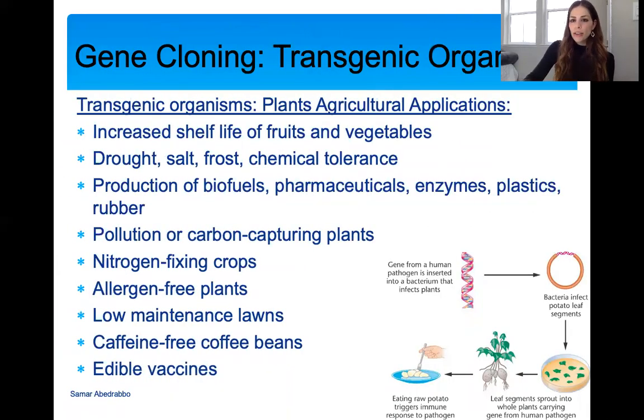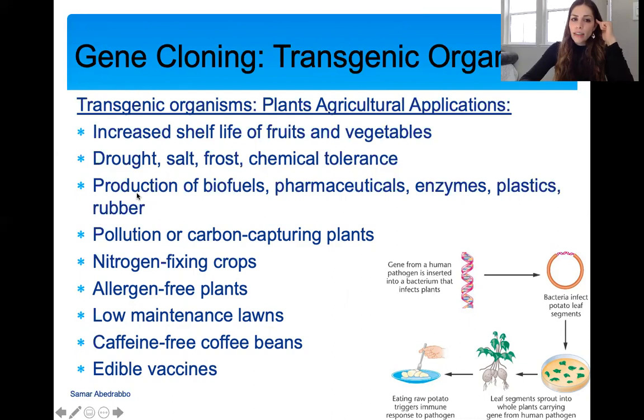Transgenic organisms, so we're going to talk about where we've used them in plants and agricultural applications. So we've used gene cloning to increase shelf life of fruits and vegetables, make them last longer, keep them on the shelf, keep them looking perfect by, I use the word playing, but altering different genes. Drought, salt, frost, chemical tolerance, so making your plants or your farm tolerant to salts, if you live somewhere where there is a lot of snow, can you get your plants to tolerate that snow?